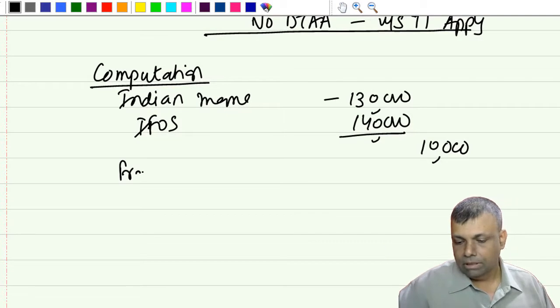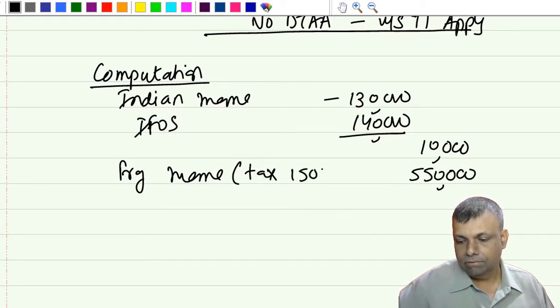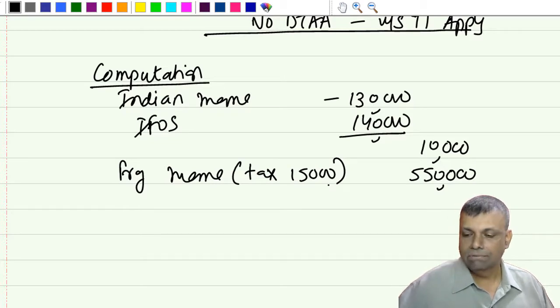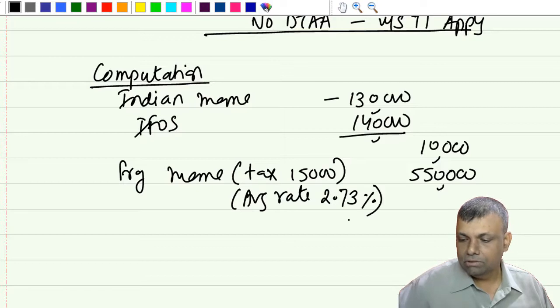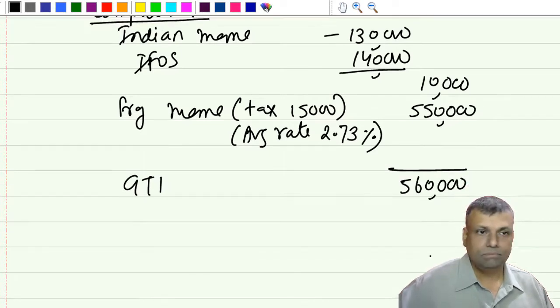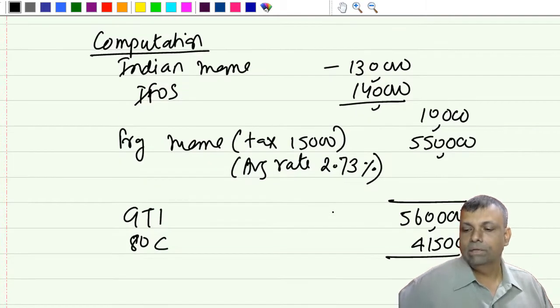Okay, foreign income is 5,50,000. On this, the tax paid is 15,000. So if you want, you can write average rate here itself. You can just calculate if you want. Average rate 2.73%. Okay, that is a foreign average rate. This is our GTI 5,60,000. ATC is 41,500. This is where the main point is coming.